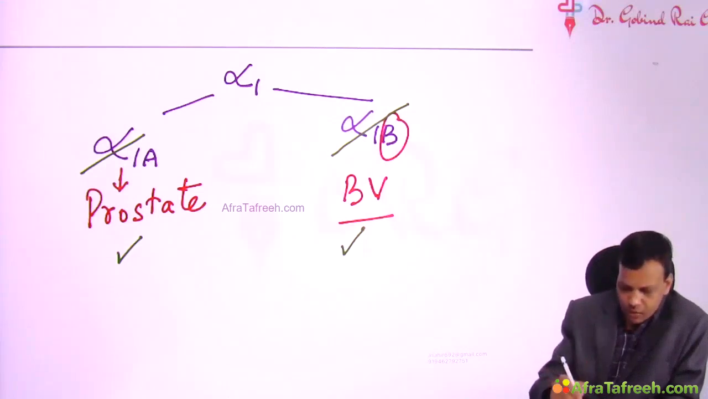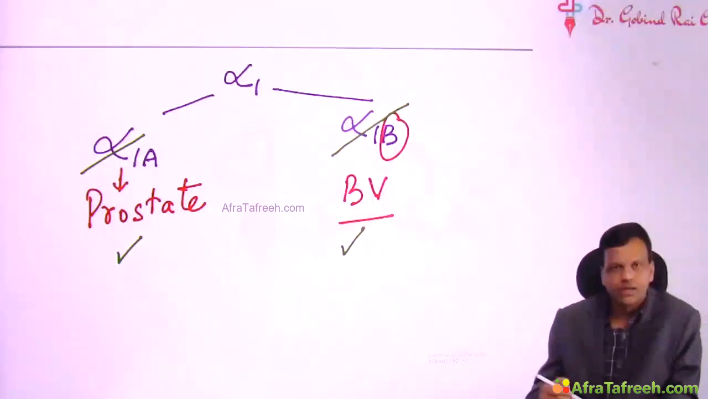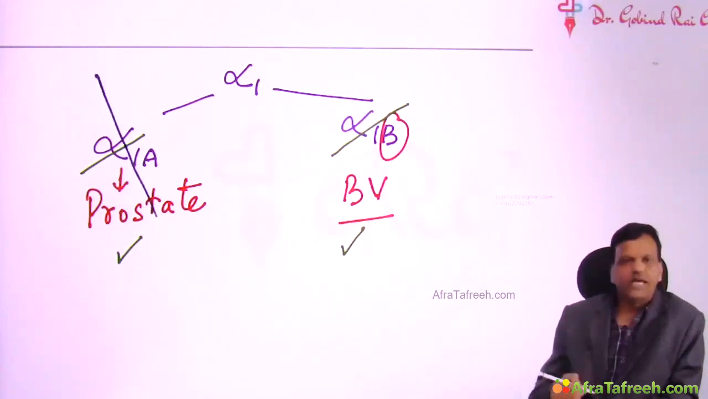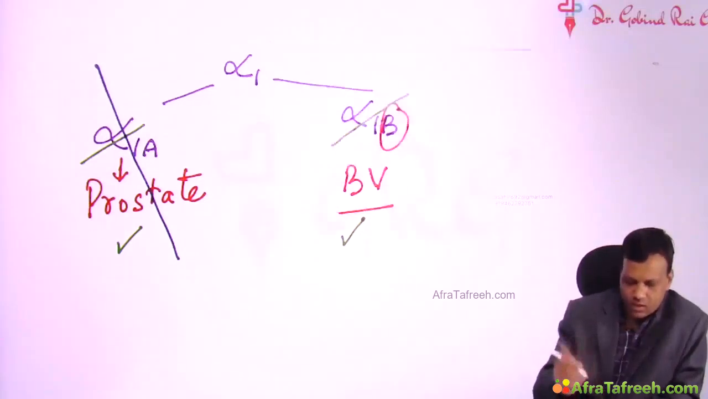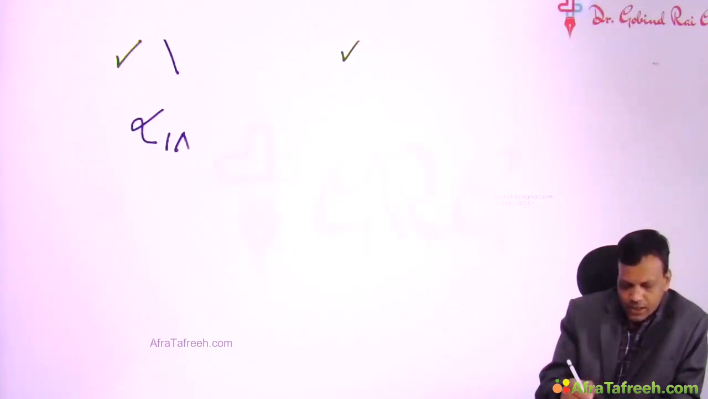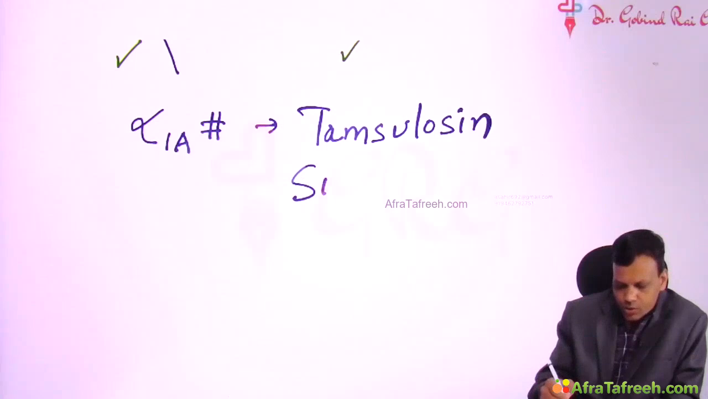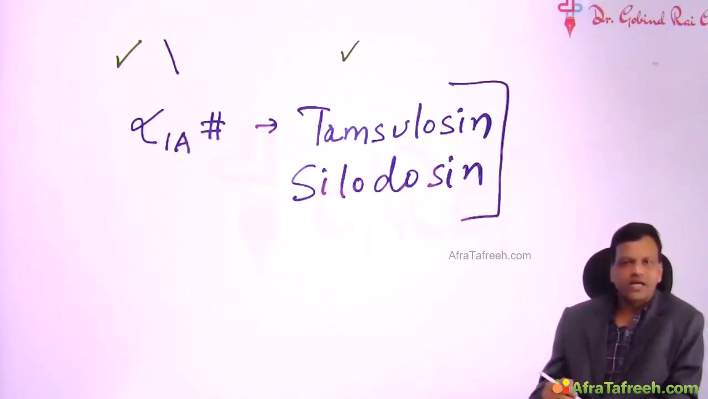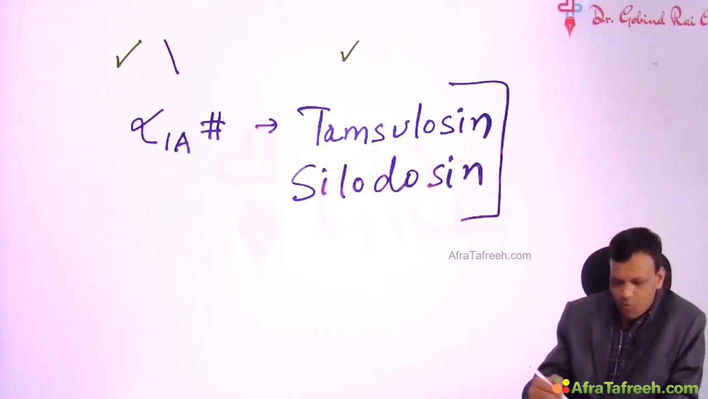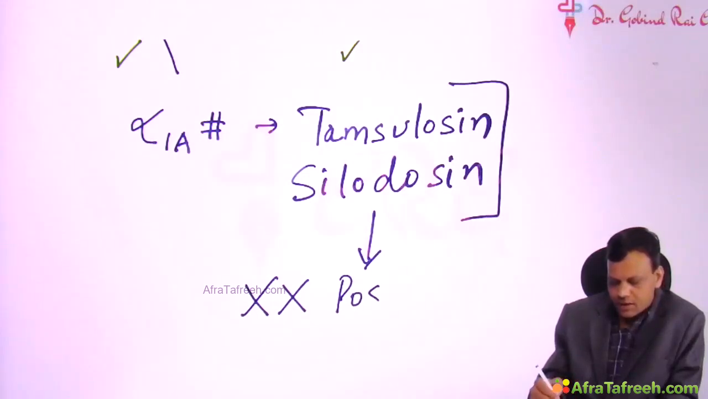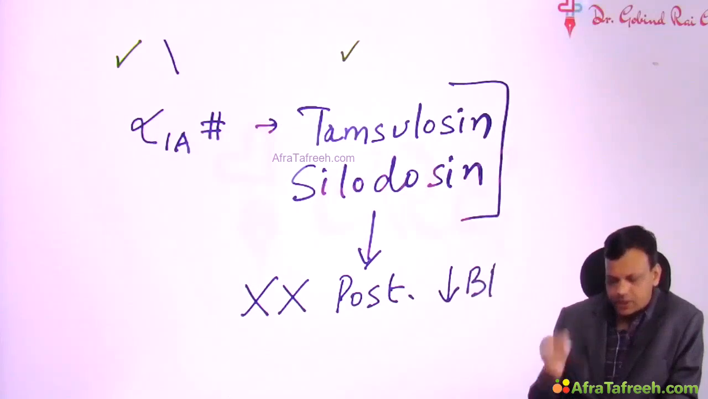So if a person has only BPH and the blood pressure is normal, then we do not want any effect on alpha-1B. So we would like to give a selective alpha-1A blocker, and we have developed such drugs now. The selective alpha-1A blocking drugs are tamsulosin, and a new drug recently approved is silodosin. The advantage of these drugs over prazosin is they do not cause postural hypotension. They have a negligible chance of causing postural hypotension.